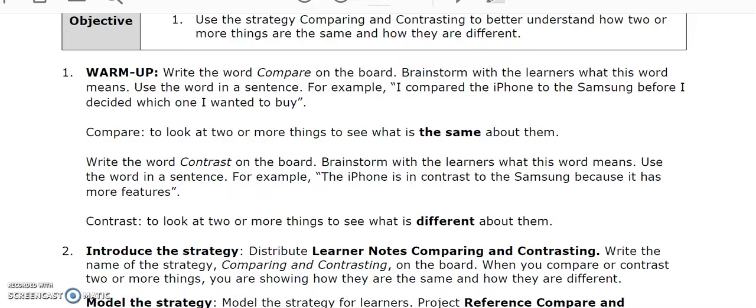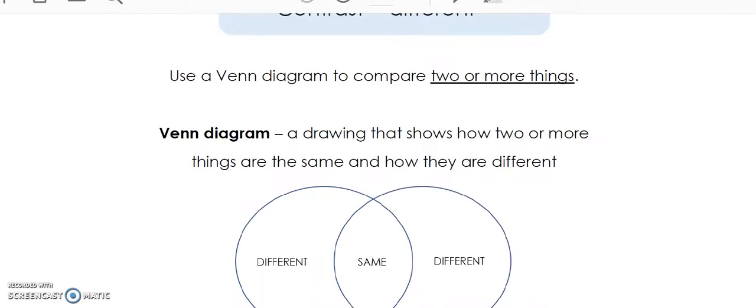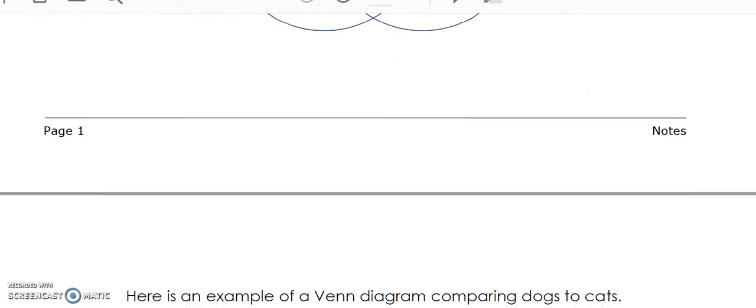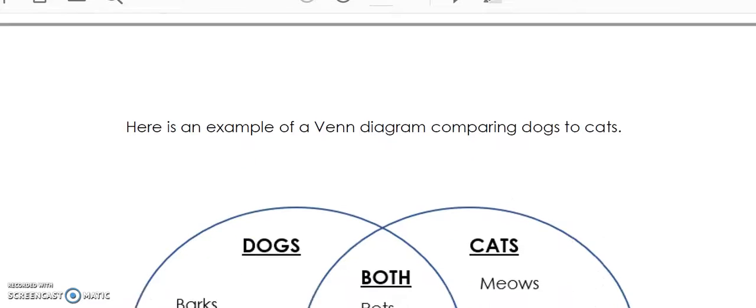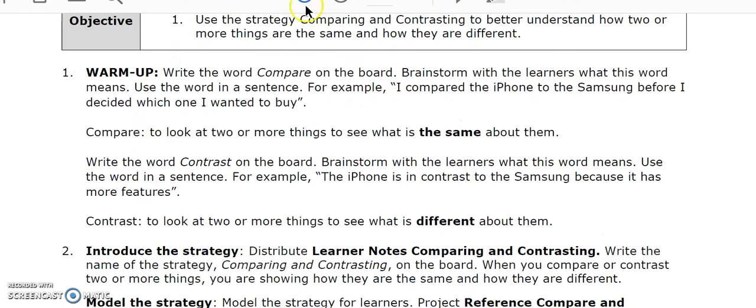When you introduce the strategy, distribute the learner notes. The learner notes are a summary of what was taught in the lesson, and they are at an easy reading level for the learner. Learners should keep these notes in their binder so that they can reference it when practicing this reading strategy when using other texts. It is important that learners continuously revisit and practice the strategies.